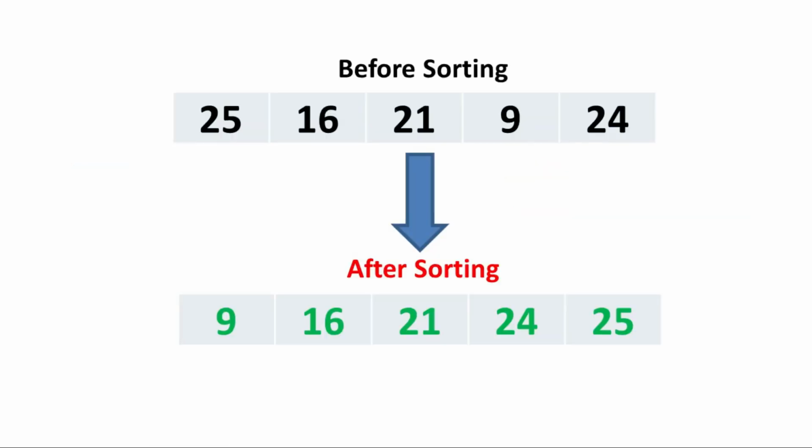Let's consider the following example. I'll be taking an array of 5 elements with unsorted elements. You can see all the elements here are completely unsorted. This is the data before sorting. After sorting, you can see the output array has the elements ordered in ascending order. You can arrange them in descending order also, but in this example, I'm arranging elements in ascending order. Now we are going to see how the bubble sort technique can be applied to arrange these elements in ascending order.